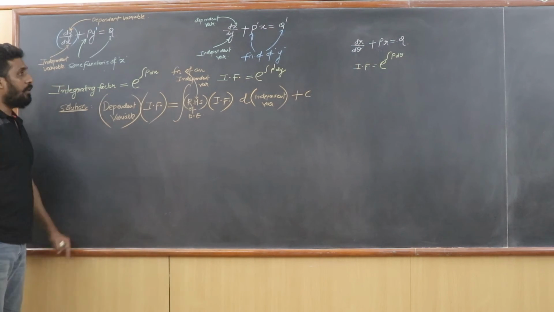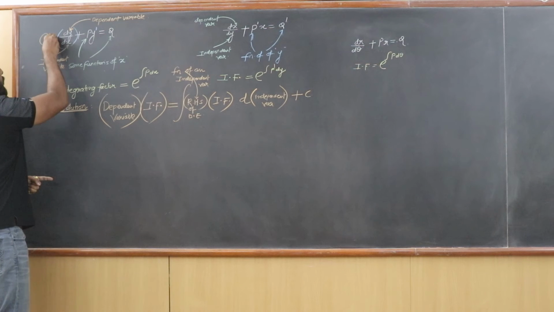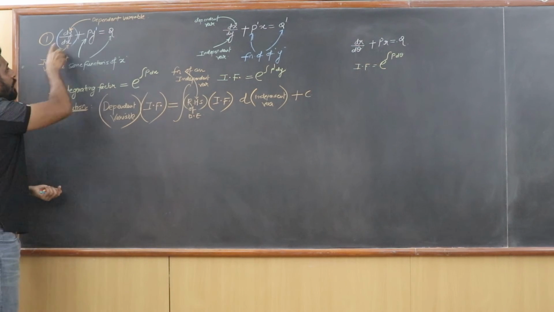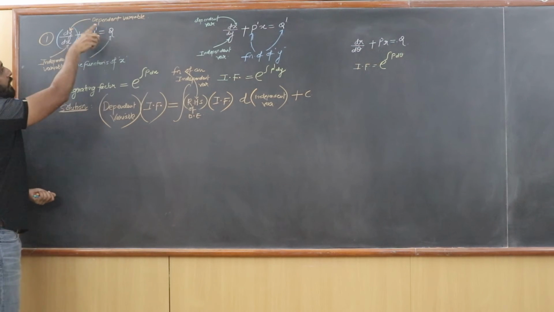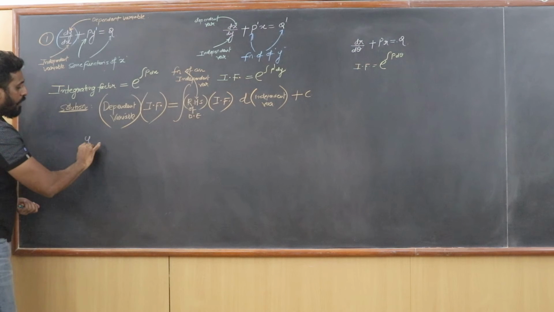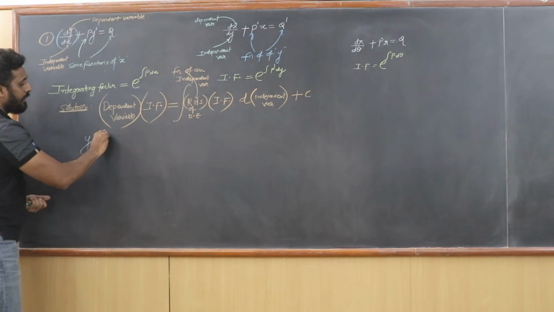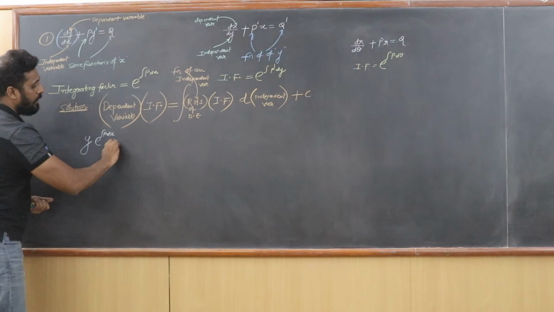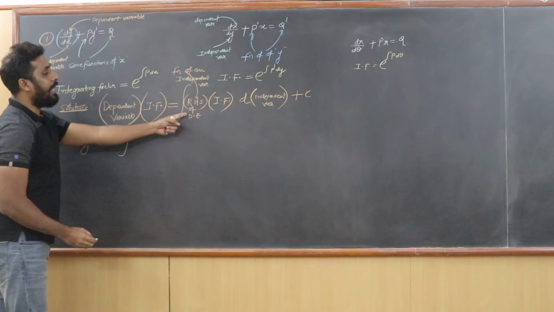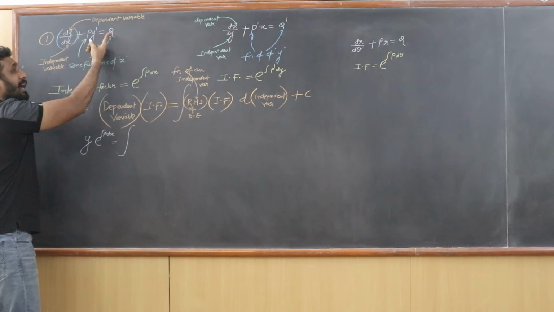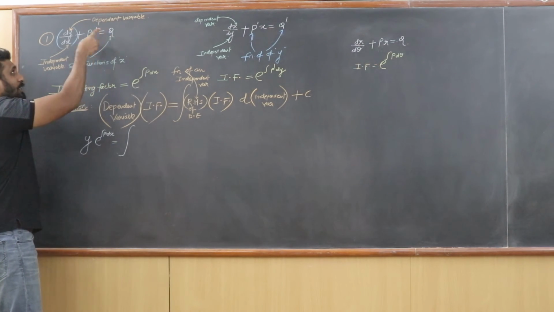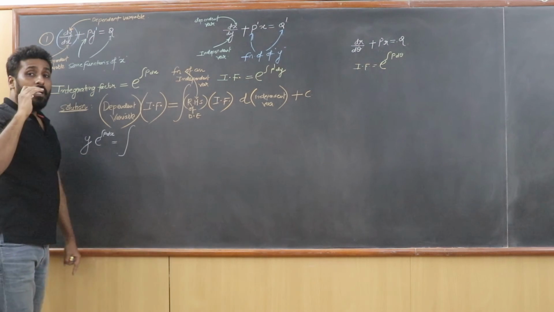Write the dependent variable. Look at the first type. This is our first type that we are looking at. In the first type, our dependent variable is y. So I'll write y into the integrating factor, which is e raised to integration of p dx. That is equal to integration of the RHS of the differential equation, which is q. And q is a function of x. X was the independent variable.